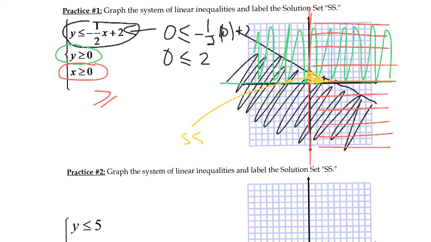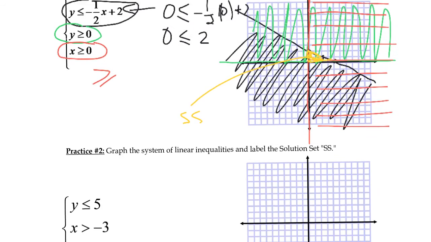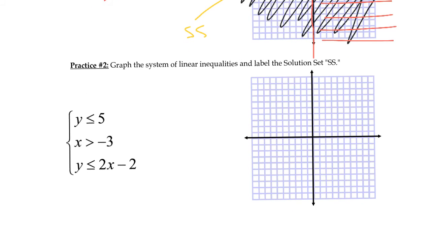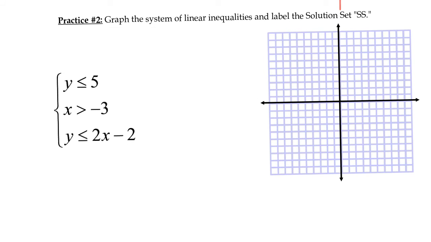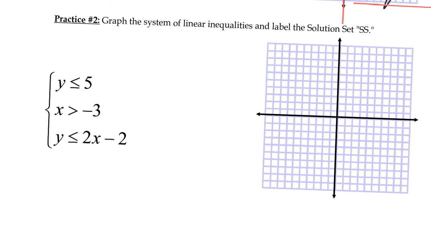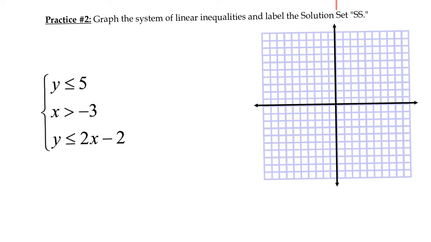Okay, final question for this video. I think it's recommended that you pause this video and actually try it on your own. That way you can actually see your mistakes if you make any. So last example, y is less than or equal to 5. So y equals 5 will be a horizontal line with y-intercept 5, solid because it's less than or equal. So 1, 2, 3, 4, 5. So this will be your y-intercept, and I will draw a line.